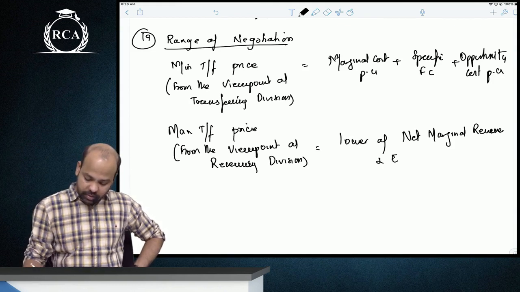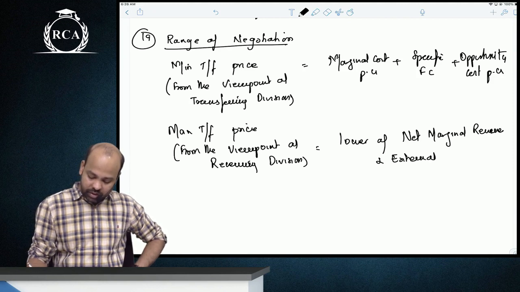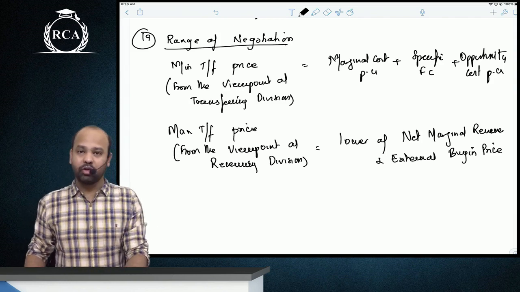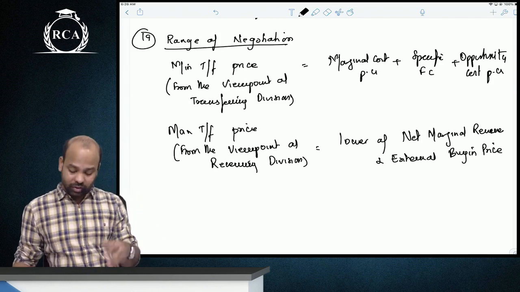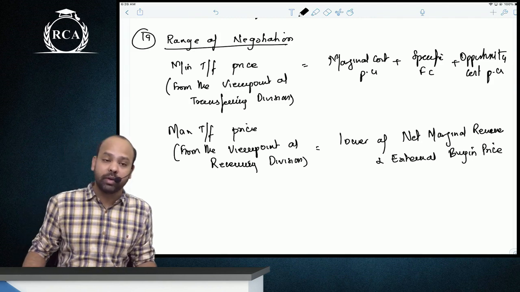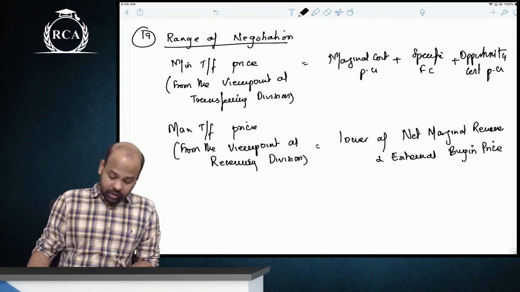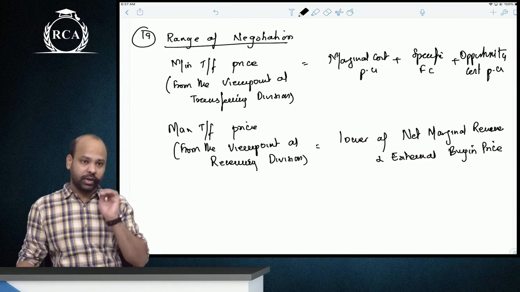And external buy-in price, here the lower of this would remain the same because we are computing based on external procurement price only. So net marginal revenue and external buy-in price would remain the same. Okay sir. Now guys, this is your range of negotiation: minimum transfer price, maximum transfer price.